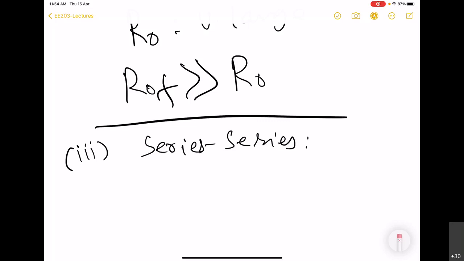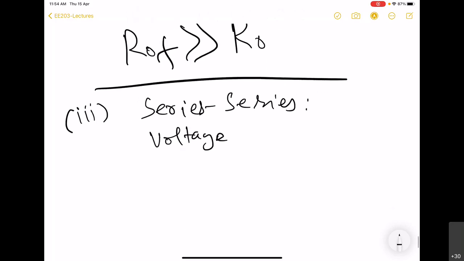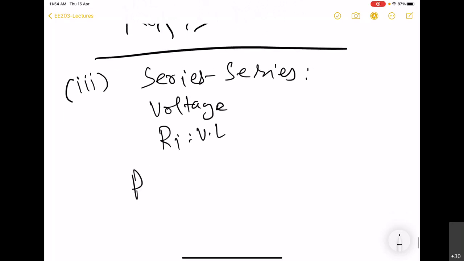So here series means on the input side, what we have is voltage. That means the Ri will be normally very large. So the overall RIF should be still larger. So that is why the new impedance is going to be Ri into 1 plus beta A. So we can straightway write, based on these two cases, what will be the ROF.